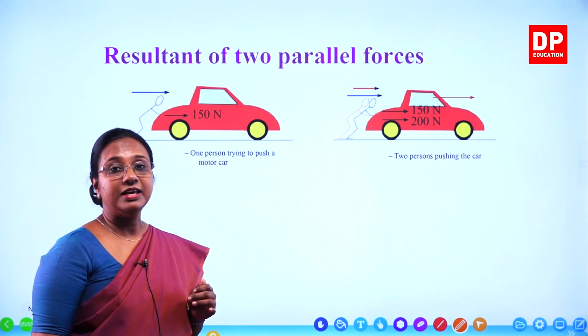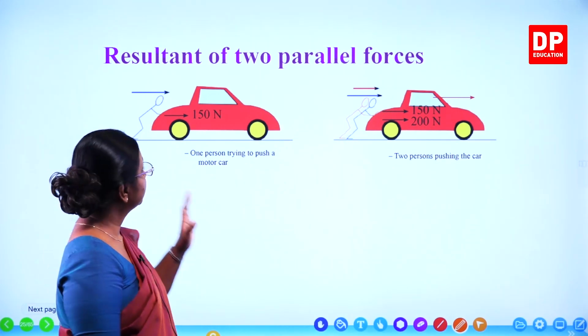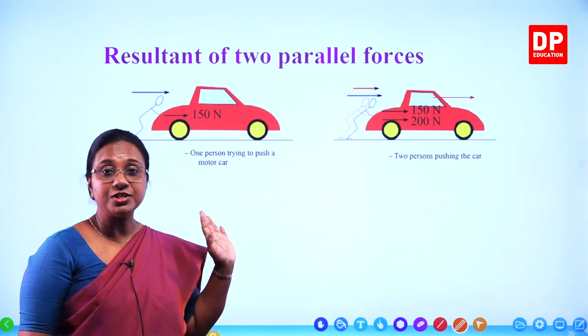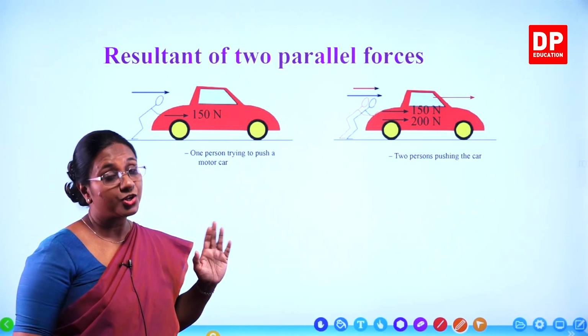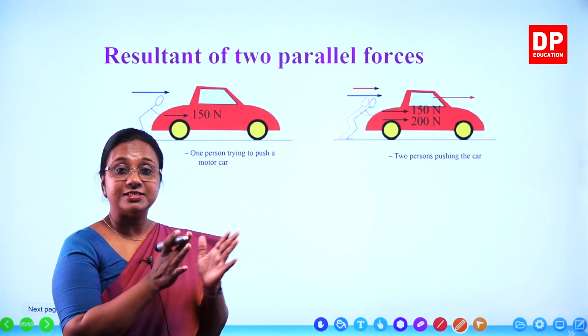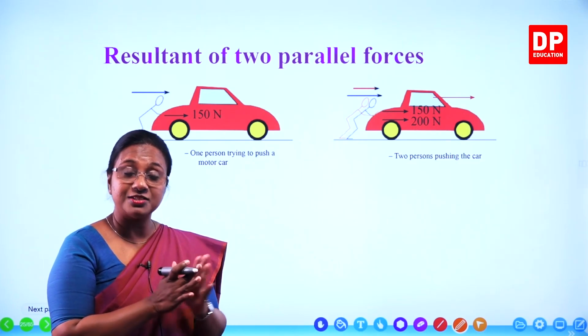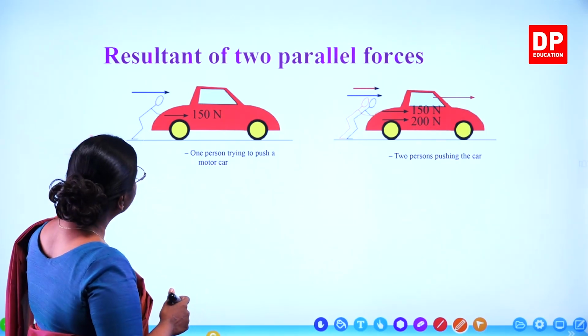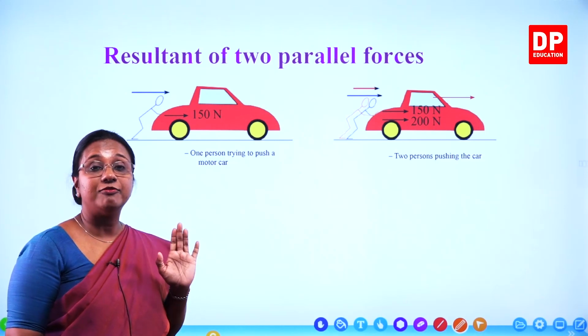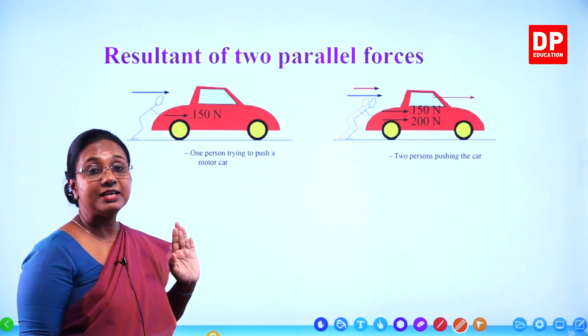So here we have resultant of two parallel forces. So far it was collinear forces, now it is parallel forces. You all know the meaning of parallel. When there are two lines, if the distance between the two lines does not change, those are parallel lines. So similarly, the line of action of the forces have to be parallel.